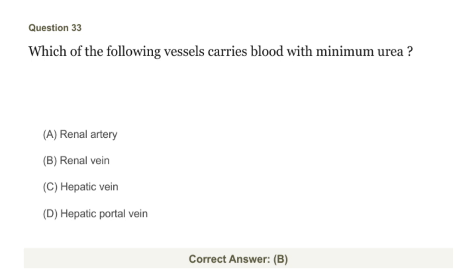So the correct answer is the renal vein, because it contains blood that has been filtered by the kidneys, and thus has the minimum urea content. That's why, in this context, the renal vein is the vessel with the least urea in the blood it carries.